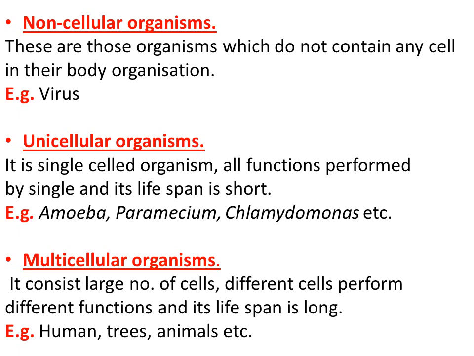Now multicellular organisms. Multi means many, large number. Cellular means cell. So those organisms which contain many cells, which contain large number of cells, these are called as multicellular organisms. Now many cells are present means different cells perform different functions and as a result its lifespan is long. Now what are the examples of multicellular organisms? Human, trees, animals, etc. So this was the classification of the organisms on the basis of number of cells.